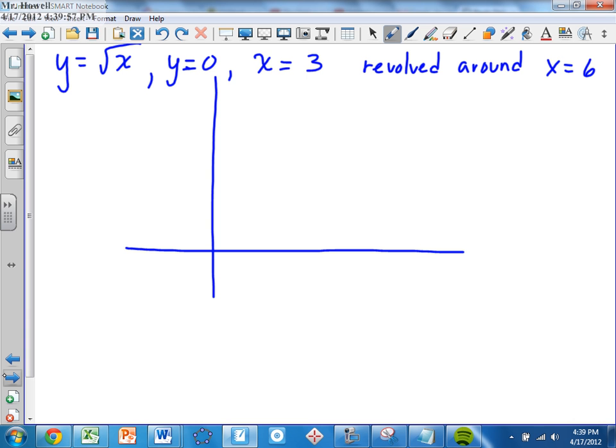So they want you to integrate between the x-axis, I'm going to put it here still, and the square root of x. Does that ever have a negative component? No. The graph of this is my simple curve.